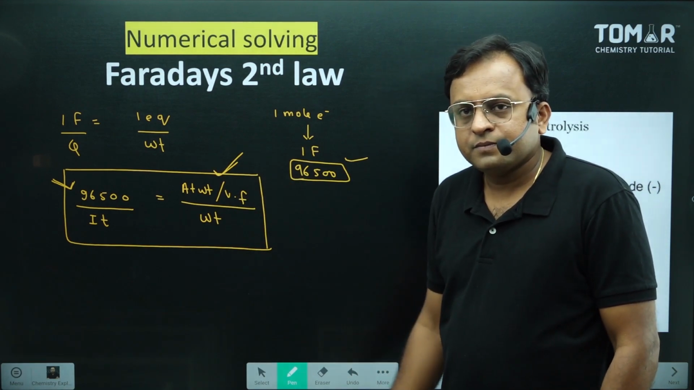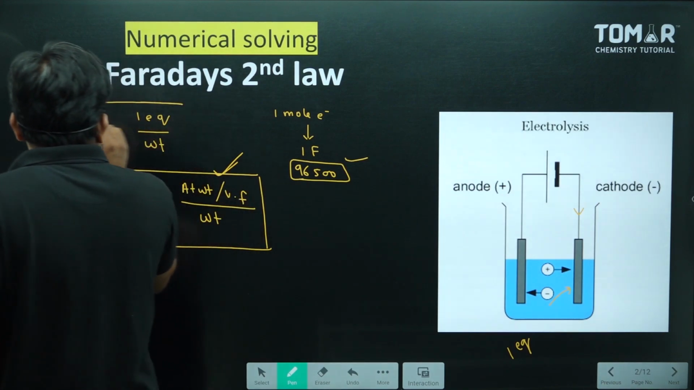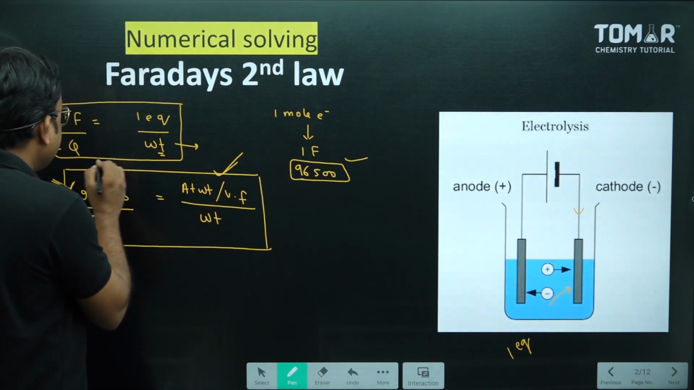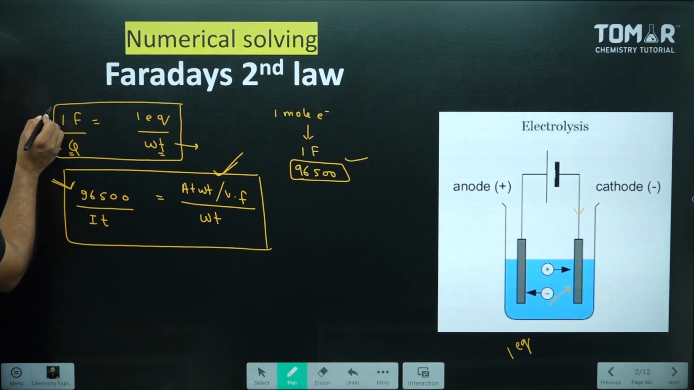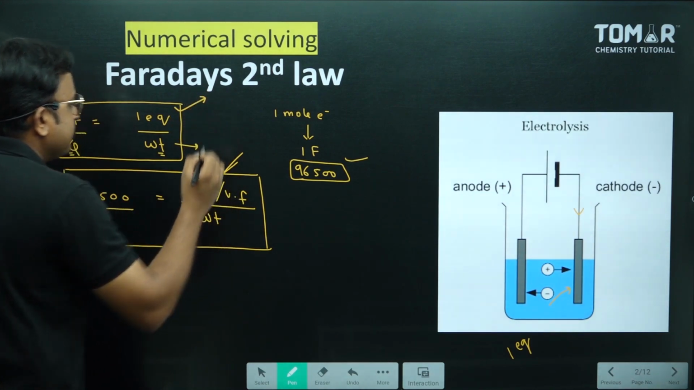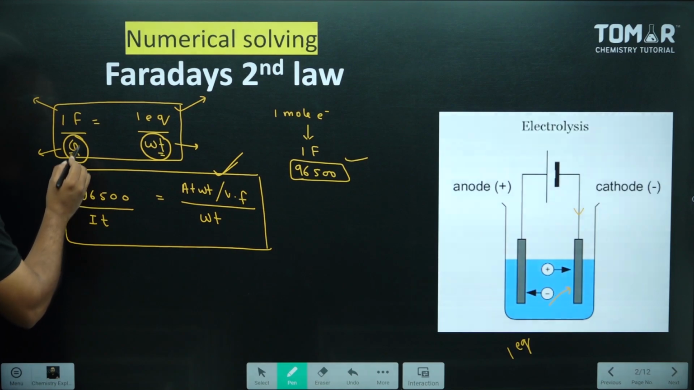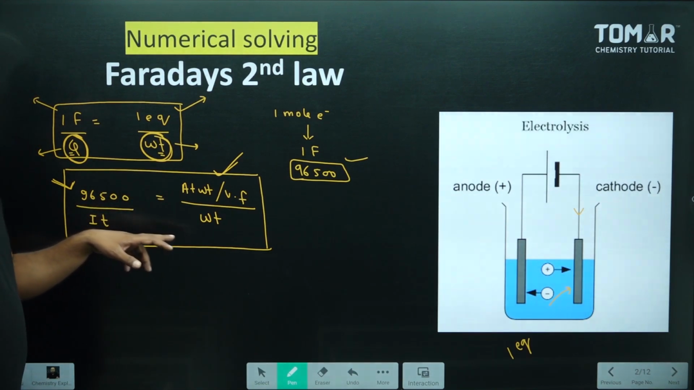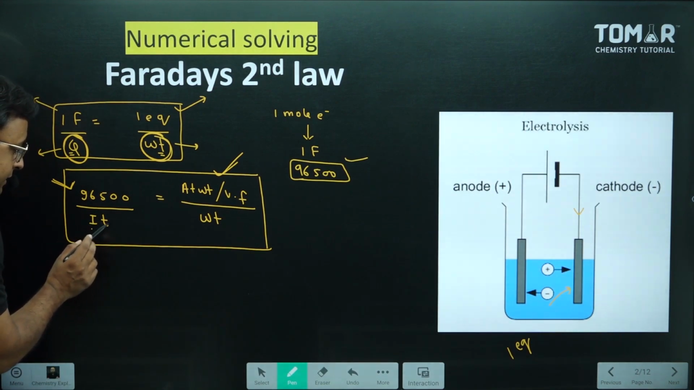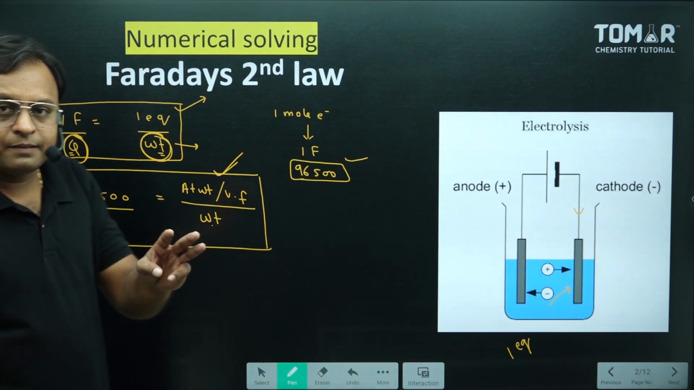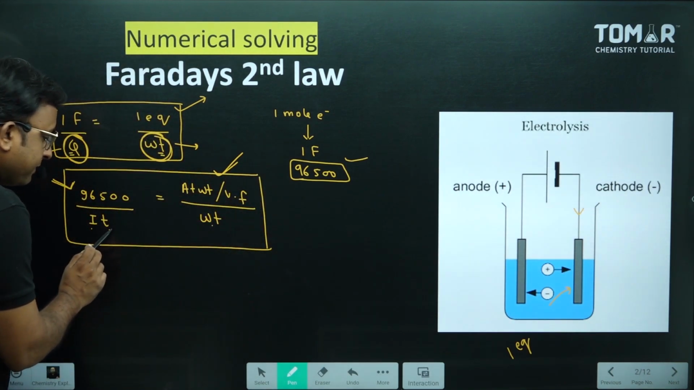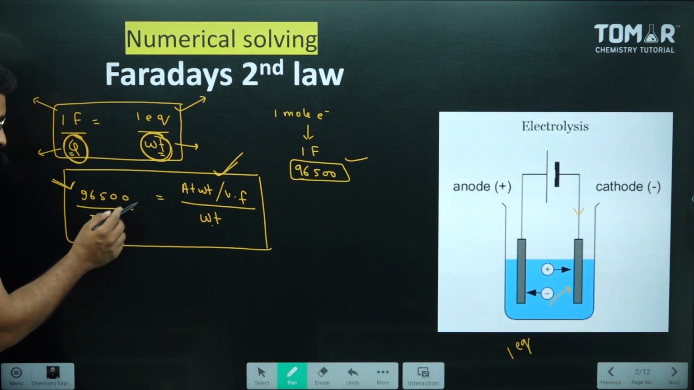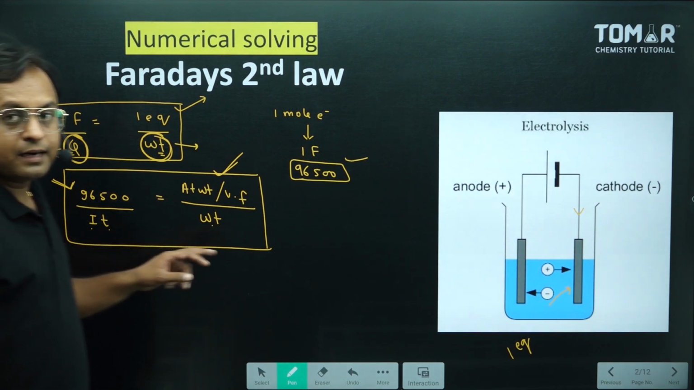Now, what will the question ask? It will give you the charge and you have to find the weight, or it will give you the weight and you have to find the charge. You know 1 farad and you can find 1 equivalent. Then weight is given and charge will be asked, or charge is given and weight will be asked. Similarly, in this formula there are three variables: current, time and weight. He will give weight and time and ask for the current. He can give current and time, then ask for the weight. Or he will give weight and current and ask for time.